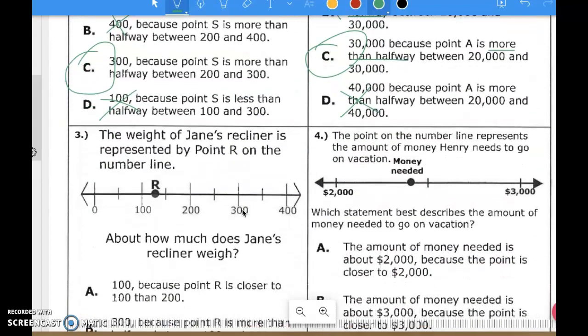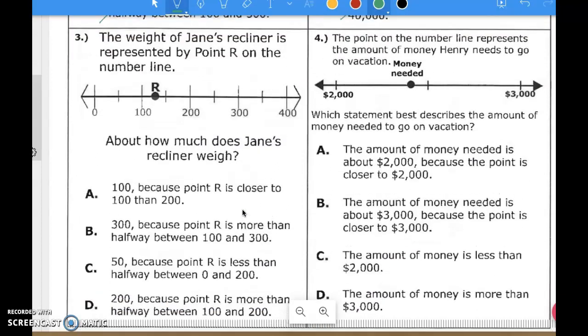Let's continue. The weight of Jane's recliner is represented by point R on the number line. This one goes by hundreds. Can you see? 100, 200, 300. So this one must be 150. What is half of 100? 50. So these little chunks go by 50s. So my line is right here.